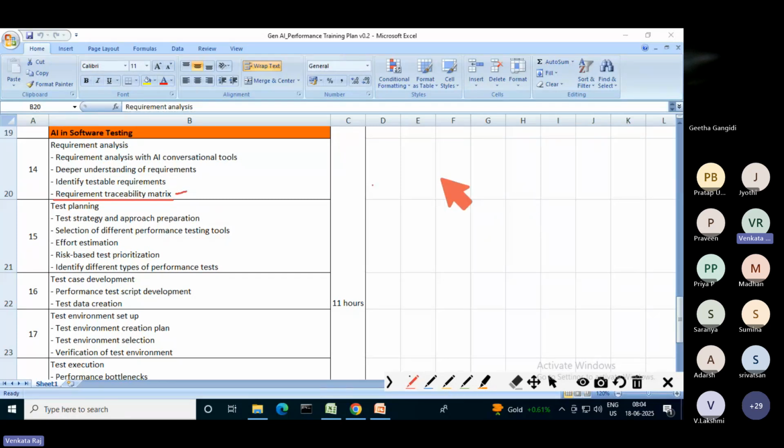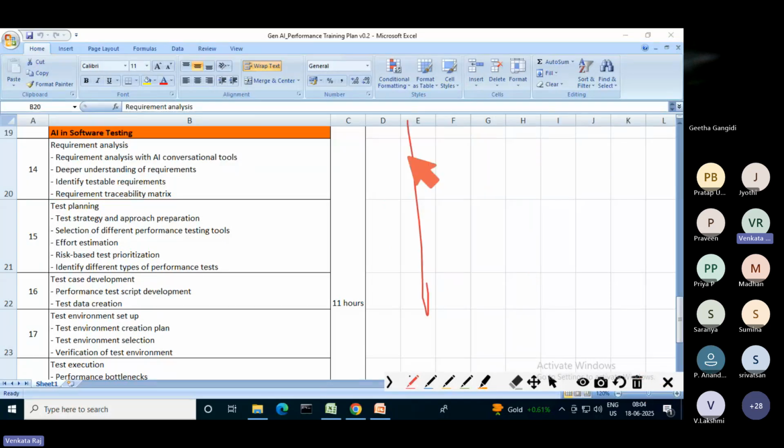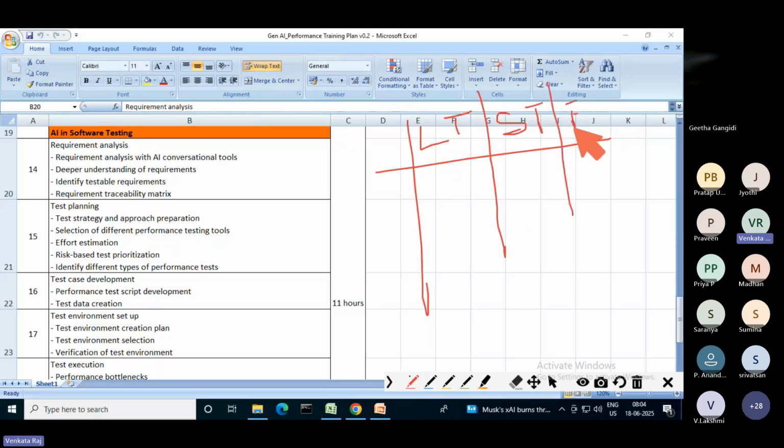So here, let's say I have test 1, then test 2. Test type basically means load test, I can say. Okay, I can write it in this way probably. So let's say load test, stress test, endurance test. What is the other name for endurance test, everyone?